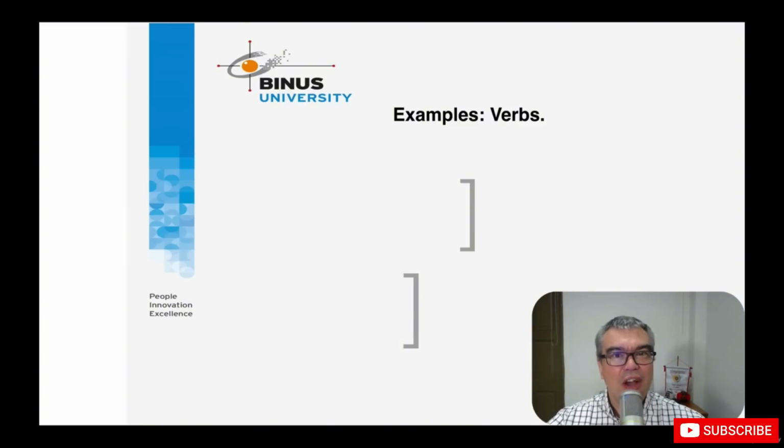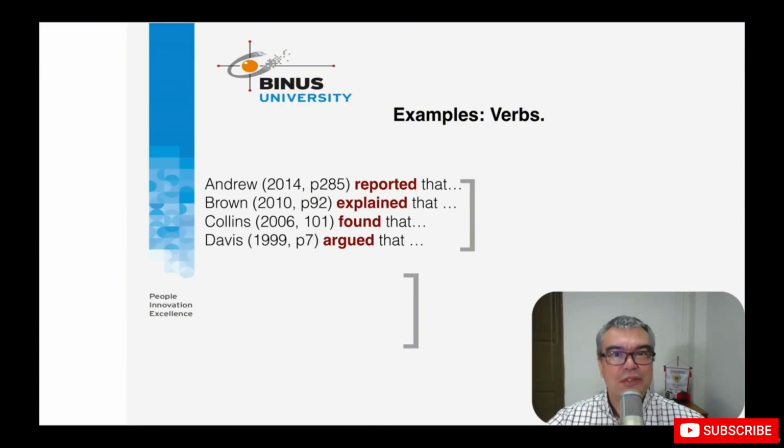The first set of examples begin with citation of the actual author that you are referring to. Andrew reported that, Brown explained that, Collins found that, Davis argued that. And of course, you can see in brackets we have further information about the year of publishing and the page numbers there. After the that section, of course, you will include your summary and paraphrase of the author's idea.